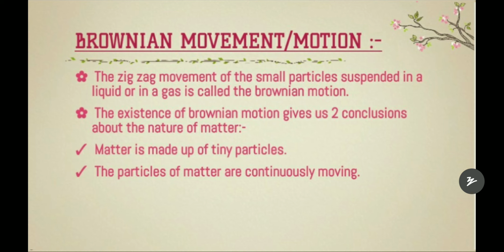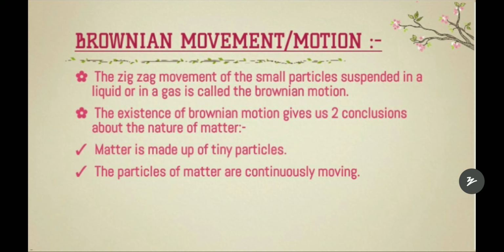Brownian movement, we can also call it Brownian motion. Movement is also known as motion. What is Brownian movement? The zigzag movement of the small particles suspended in a liquid or in a gas is called Brownian motion. The particles of matter are very tiny. They are in motion, right? They have space between them, and they attract each other.